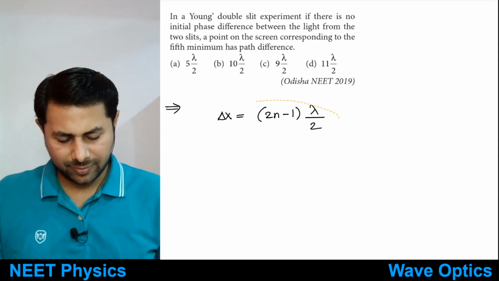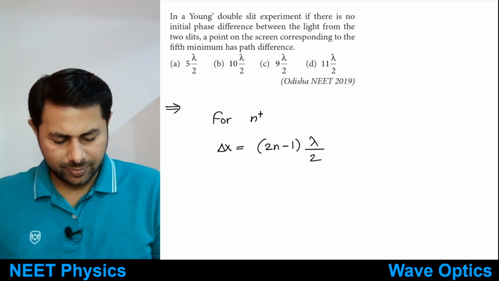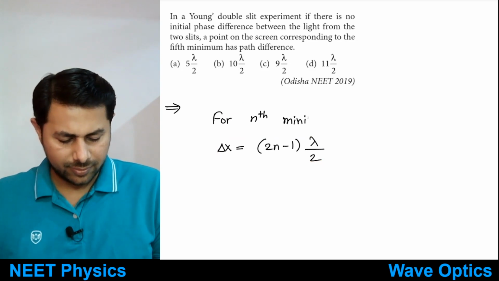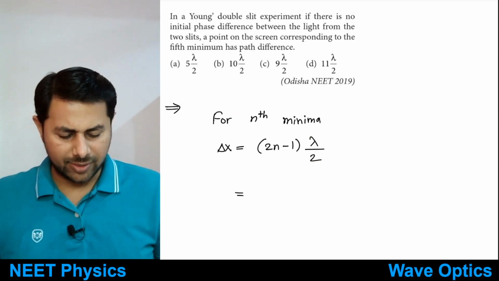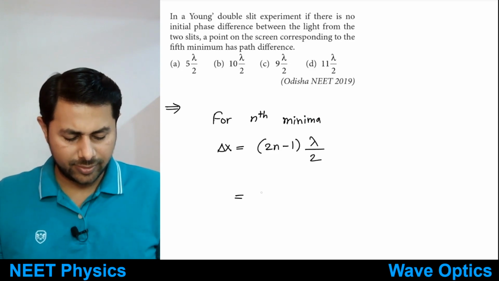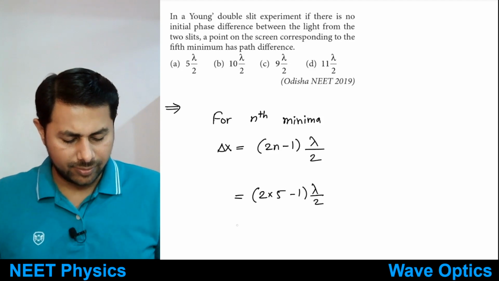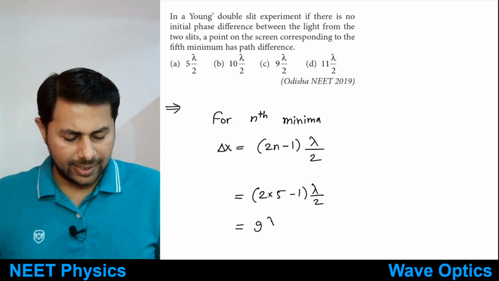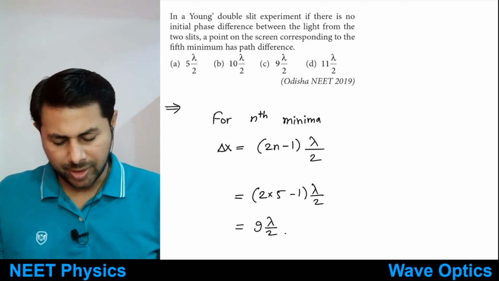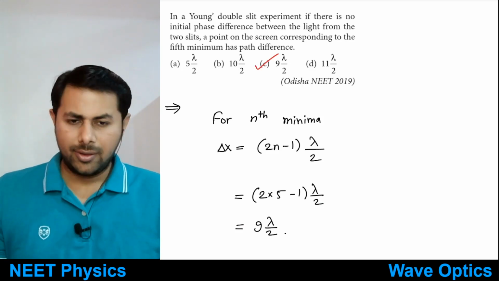For nth minima, delta x is just equal to (2n minus 1) lambda by 2. So what is n? n is 5. 2 times 5 minus 1, lambda by 2, means 9 lambda by 2. That's very simple.